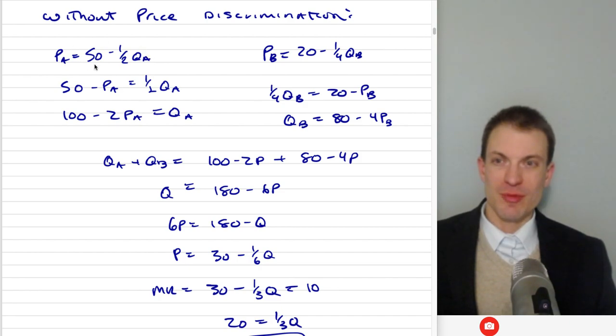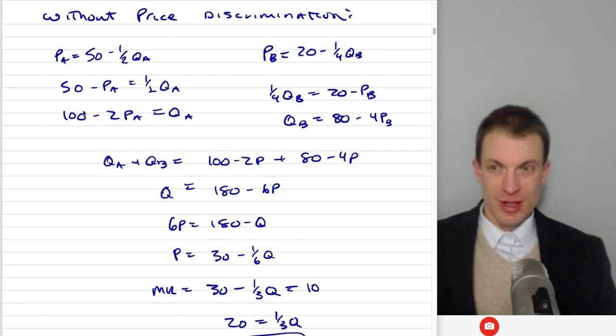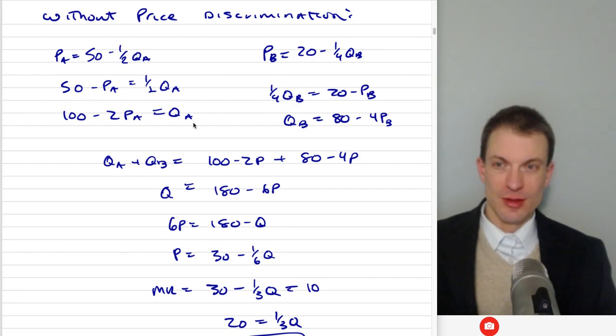I'm going to take my inverse demand. Inverse demand is price in terms of quantity; ordinary demand is quantity in terms of price. So I'm just going to find quantity in terms of price, and then I'm going to sum up. This part's just algebra. I'll have demand in segment A plus demand in segment B. Summing up, 180 minus 6P is the quantity.